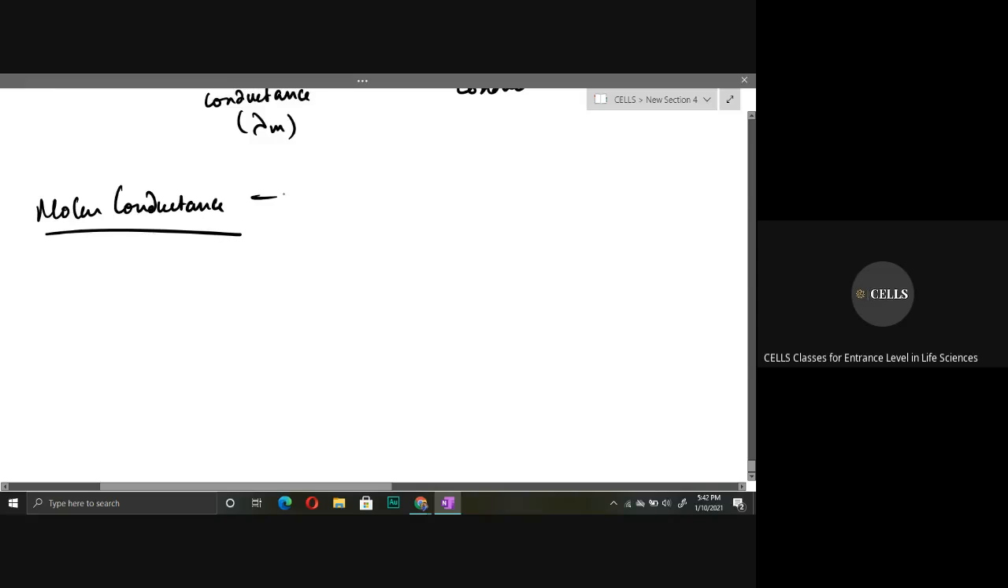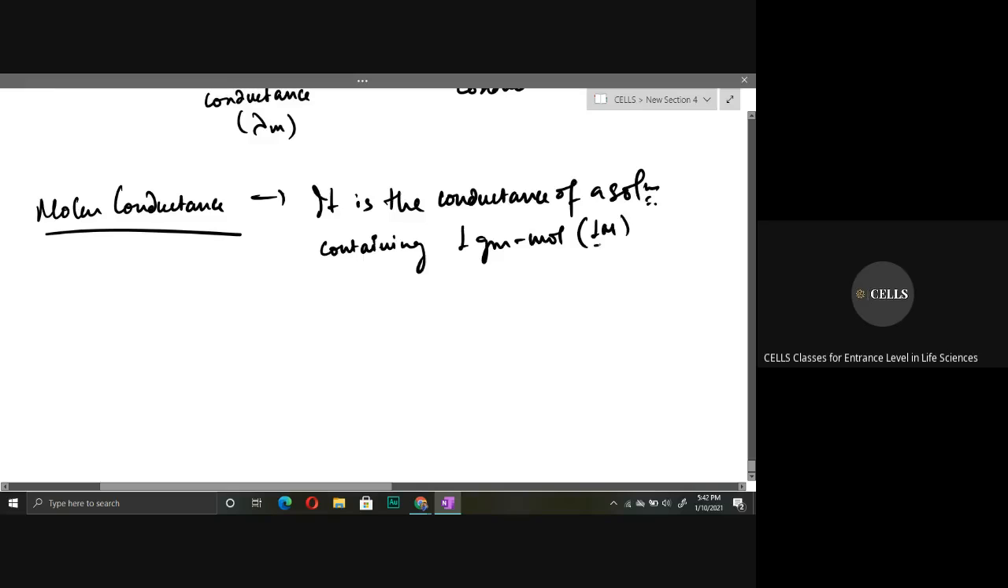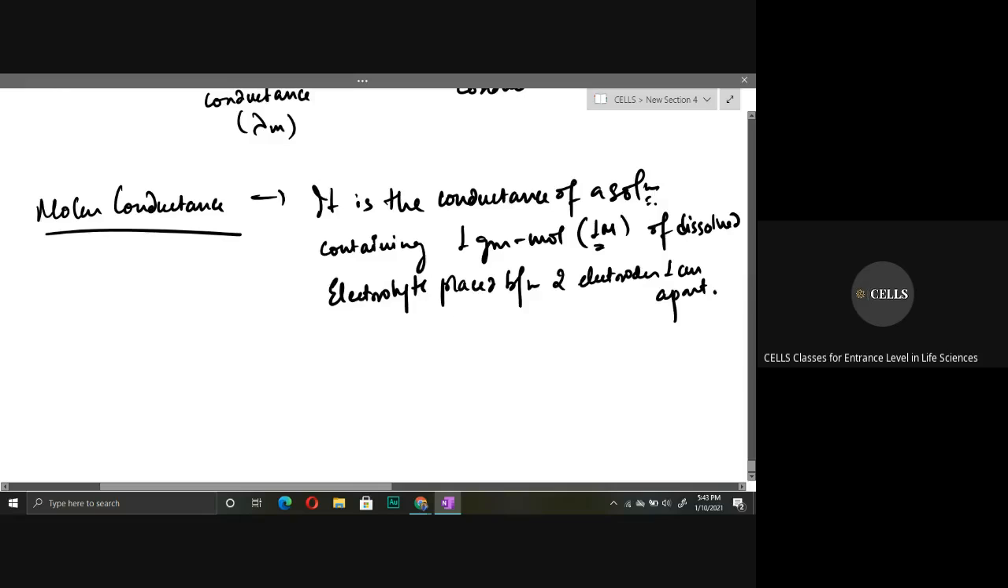Molar conductance is the conductance of a solution containing 1 gram mole or 1 molar of dissolved electrolyte placed between two electrodes which are 1 centimeter apart. Please write it down. This was the molar conductance.